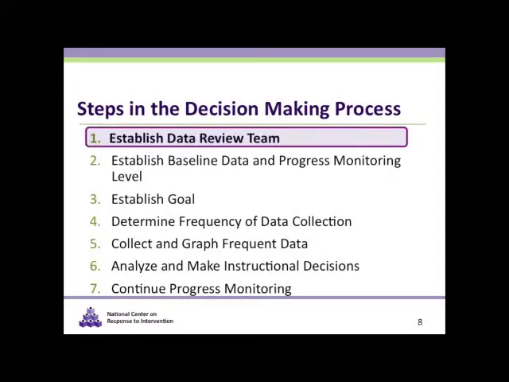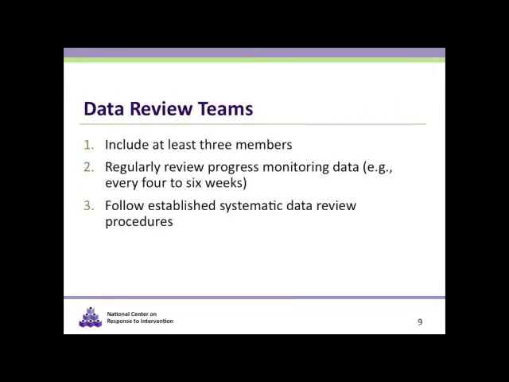The first step is to establish a data review team. Including at least 3 people in a data review team allows for focused discussion about the data with various viewpoints. Data review teams often include a general education teacher and other decision makers, such as special educators and reading specialists. At least one team member should have data interpretation skills and experience. It is important to meet regularly, such as every 4 to 6 weeks, and to follow established systematic data review procedures.